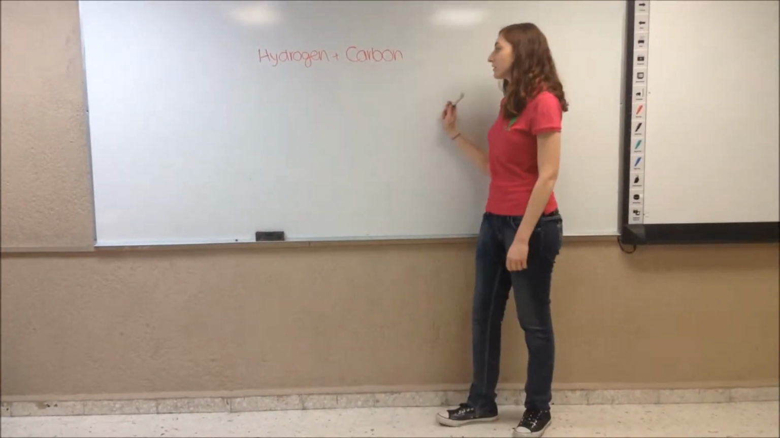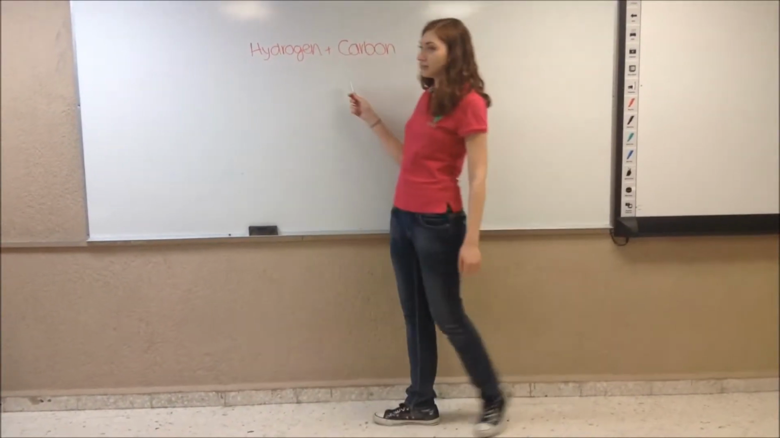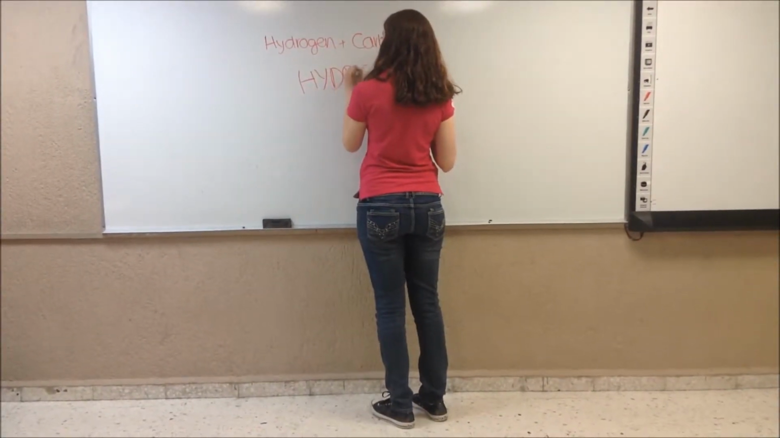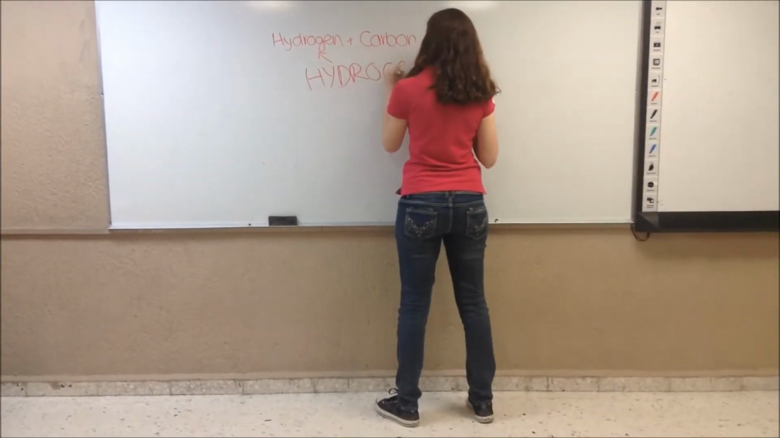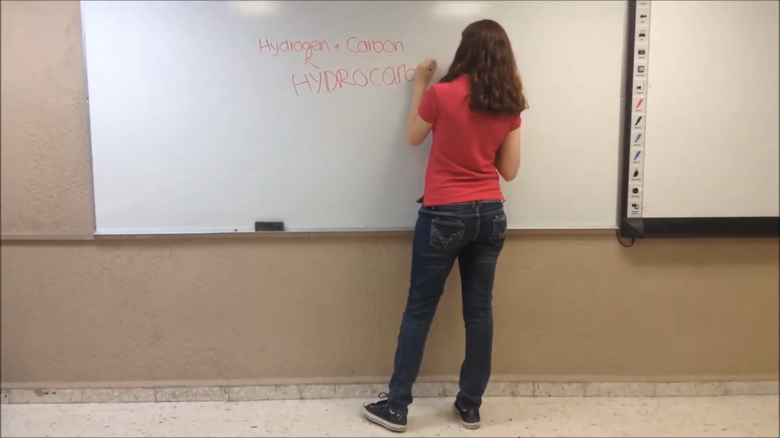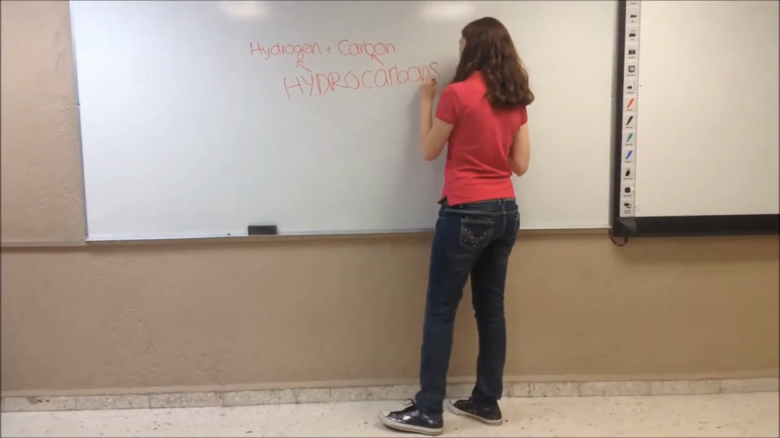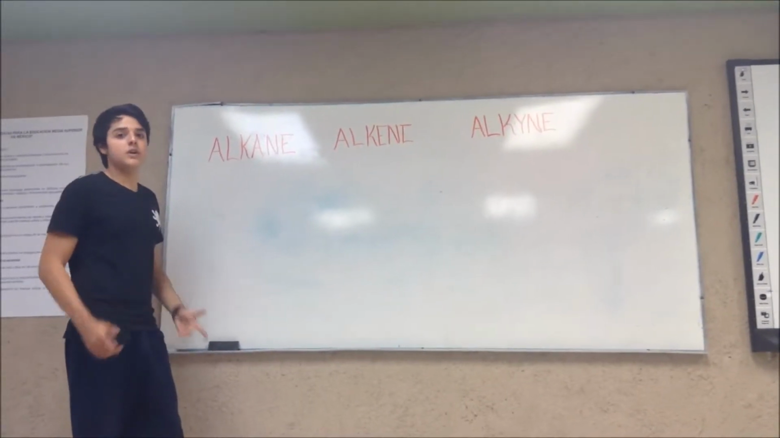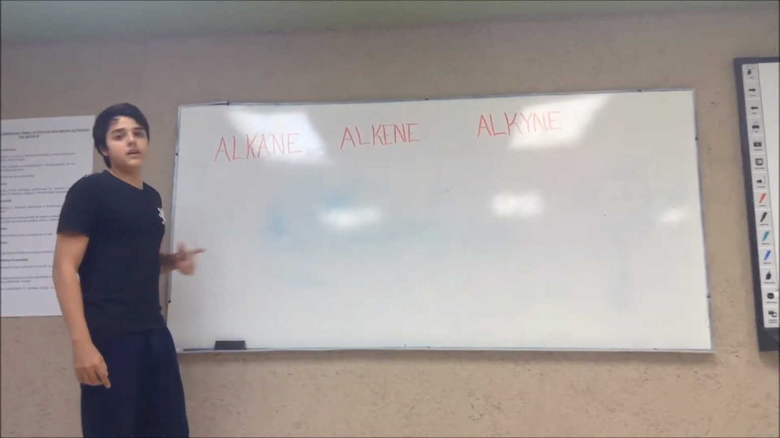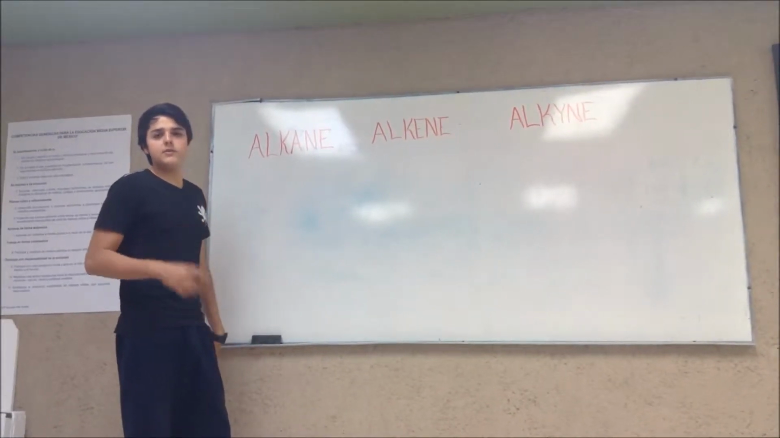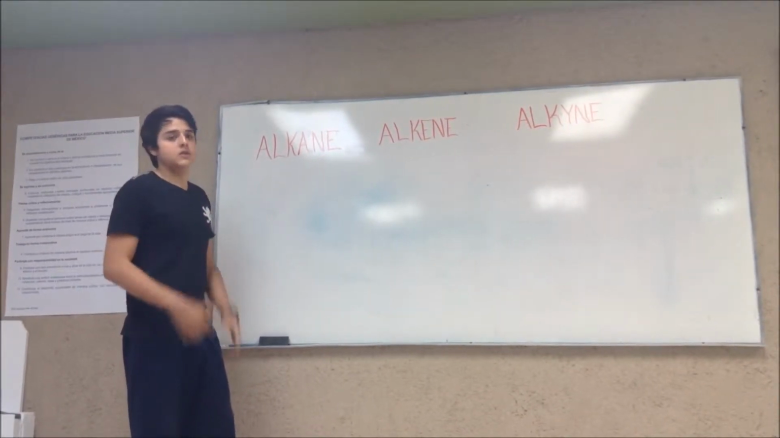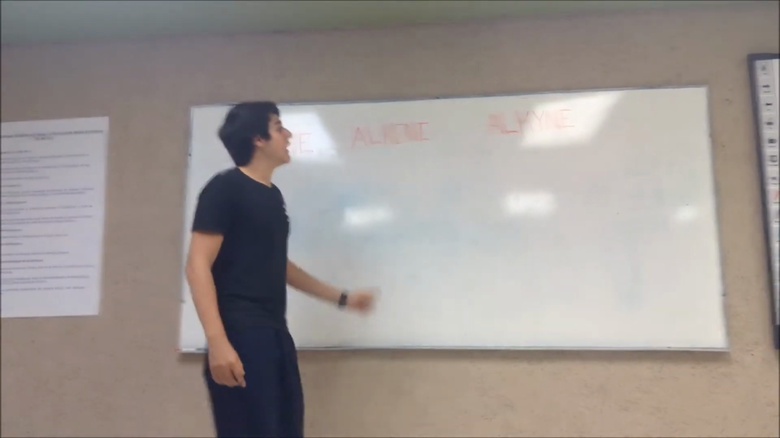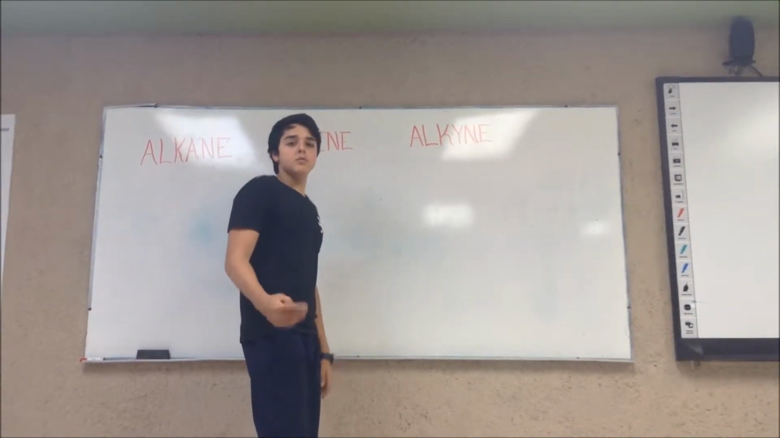Hydrocarbons are basically just hydrogen and carbon. Hydro for hydrogen, carbon for carbon. There are three kinds of hydrocarbons. Alkanes are a class of hydrocarbons that contain single bonds, alkenes contain double bonds between carbon atoms, and alkynes contain triple bonds.